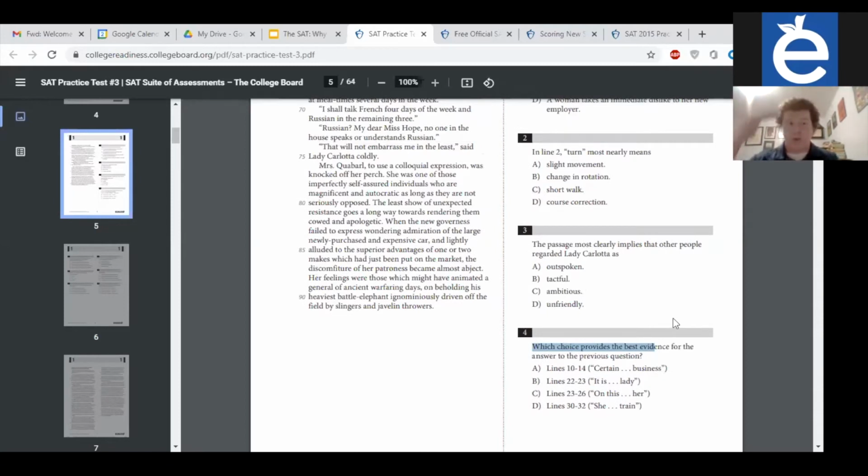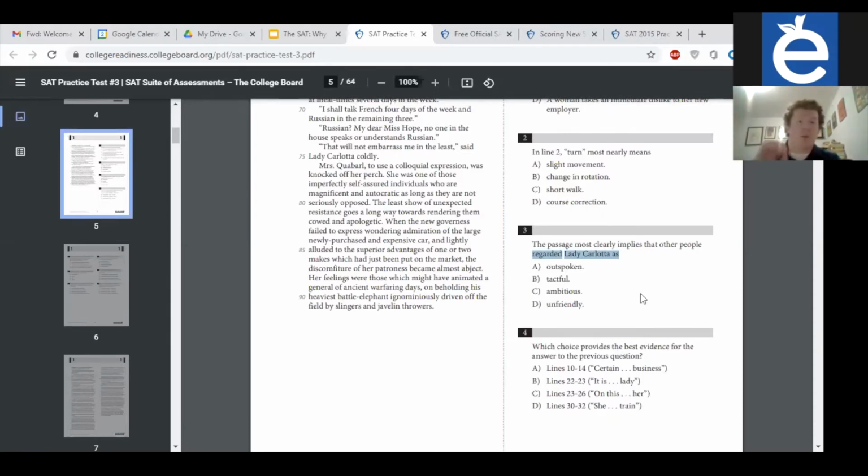When we go, we're applying our strategy. We read through our questions first. They give us these questions with a specific group of lines. That's when you want to go through and annotate your text. Lines 10 through 14, you want to underline those. 22 through 23, underline. Same with 23 through 26 and 30 through 32. And you want to make a note that these lines are connected to how people regarded Lady Carlotta.